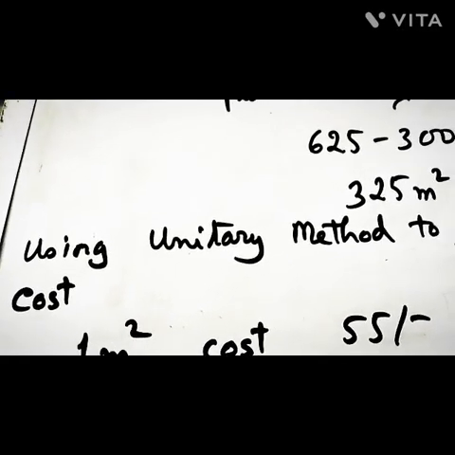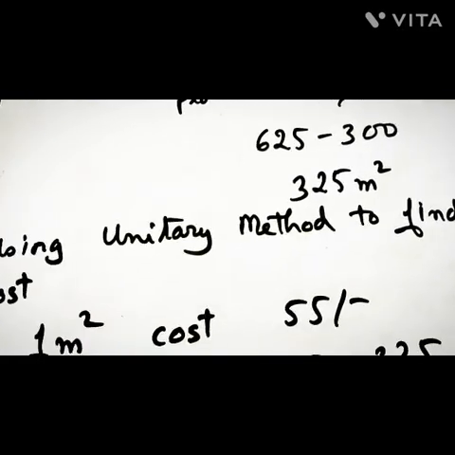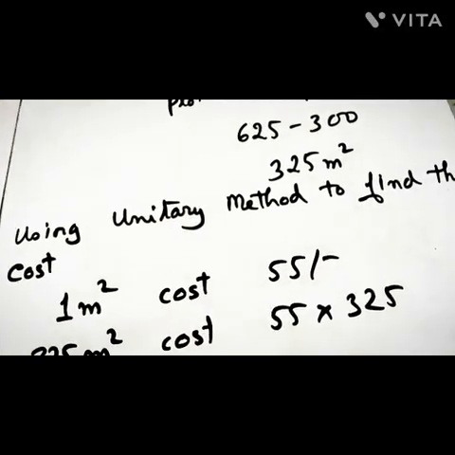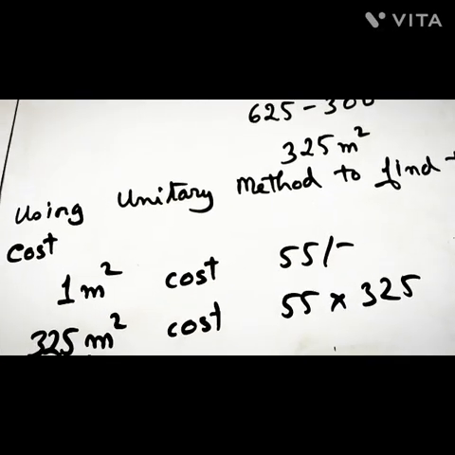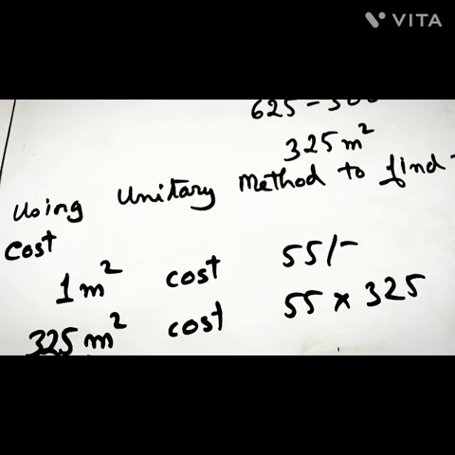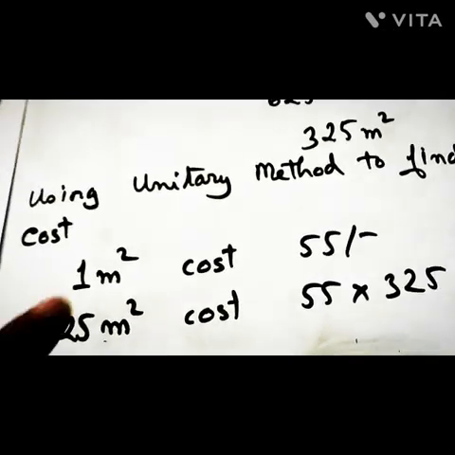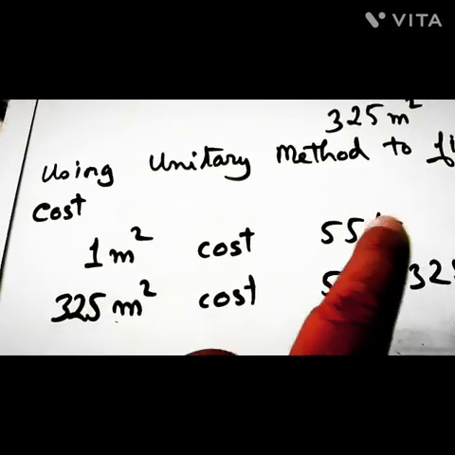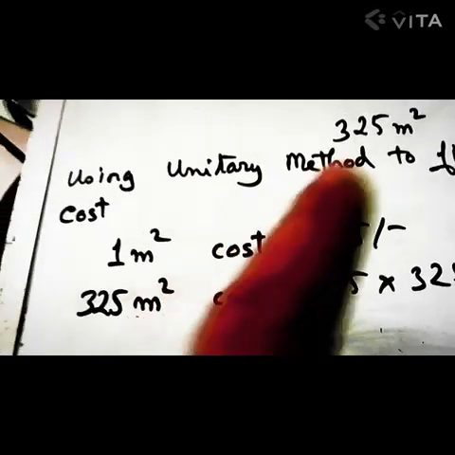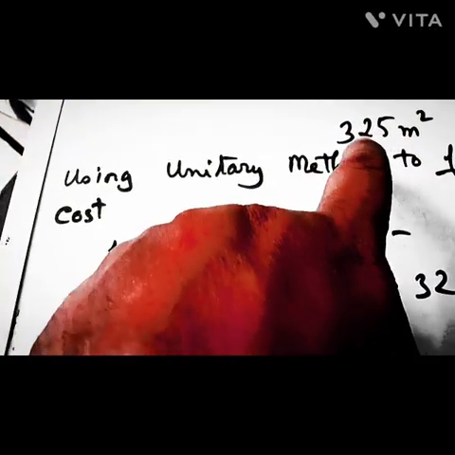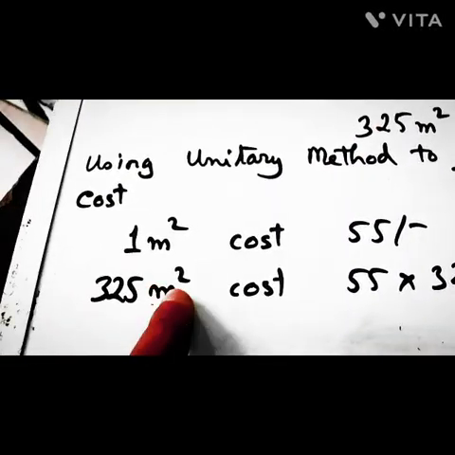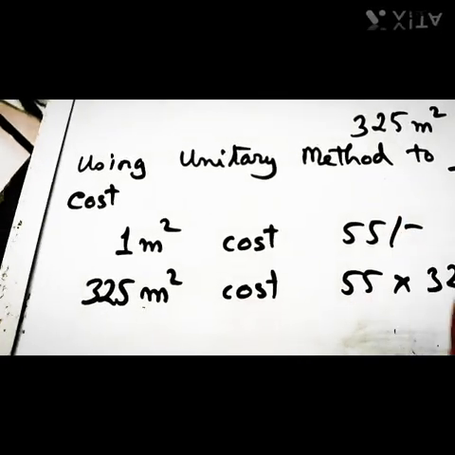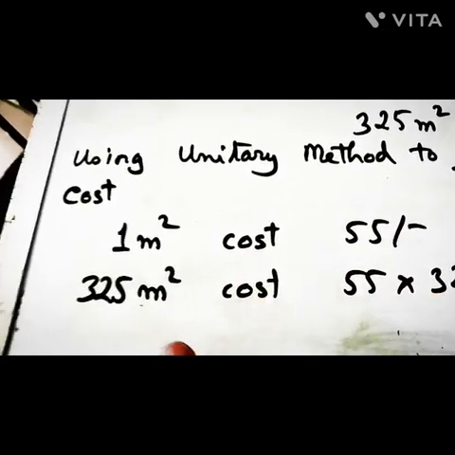Now, using the unitary method, we need to find out the cost of the garden. We have been given in the question that the cost is 55 rupees per meter square. That is, 1 meter square costs 55 rupees. So 325 meters square, the total meter square of the garden, will cost 55 rupees into 325.